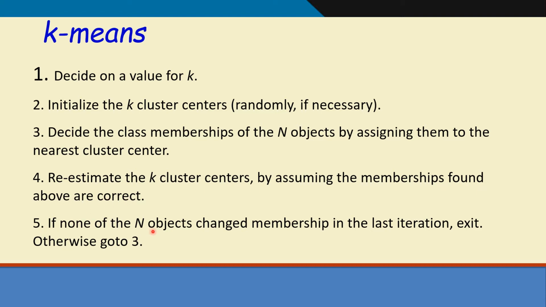And if none of the objects change membership in the last iteration, then you exit. Otherwise, you again go to step 3, deciding on the class membership of the n objects by assigning them to the nearest cluster center.